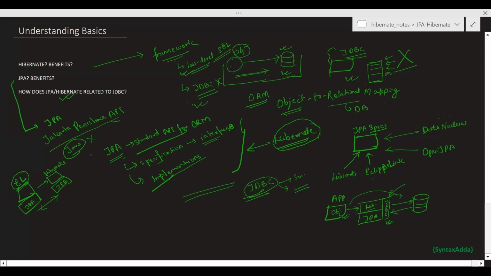Hope this is clear. So you understood how JPA and Hibernate are related to JDBC. It's still the internal implementation. When we talk about Hibernate or JPA, we can use them interchangeably. If you are talking about Hibernate, understand we are talking about JPA also. And if I'm talking about JPA, I'm talking about Hibernate as well, because the default implementation for JPA is Hibernate. Hope this is clear.